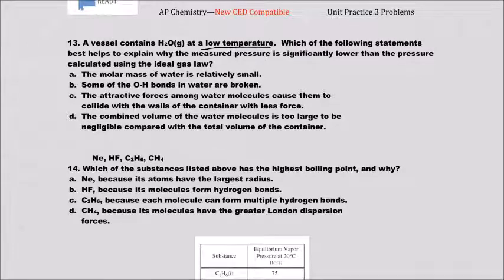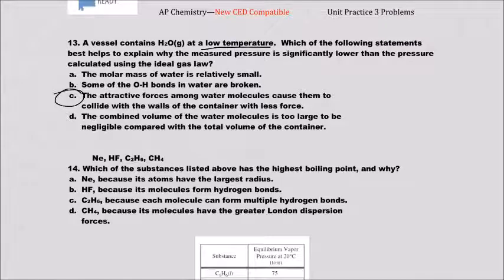So for 13, it doesn't really matter about molar mass for A or B. We're not breaking bonds when we're talking about water vapor. That's a chemical change, and this is just a gas. C, attractive forces among water molecules cause them to collide with the walls of the container with less force. That sounds really good. Water is polar. If there's not a lot of energy, they're not going to be moving very fast. They're going to get kind of drawn to each other and attracted to each other.